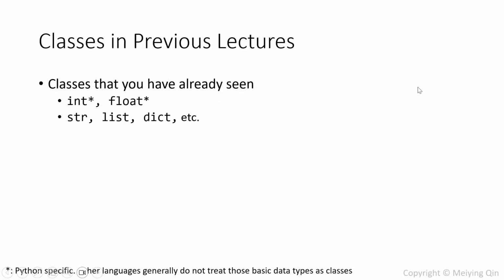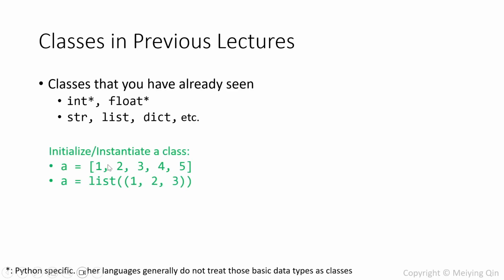Now, we have actually been using classes the whole time in this course. For example, when we were using a string, list and so on, all these data types in Python are defined as classes. So these are predefined classes in Python. Because list is a class, when you define, for example, A equal to [1, 2, 3, 4, 5], you are actually instantiating a class.